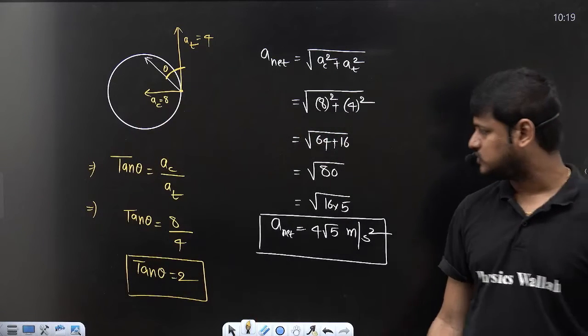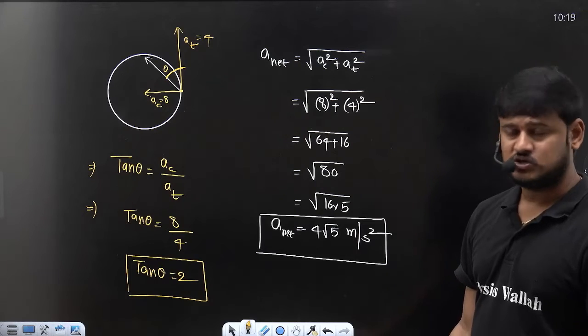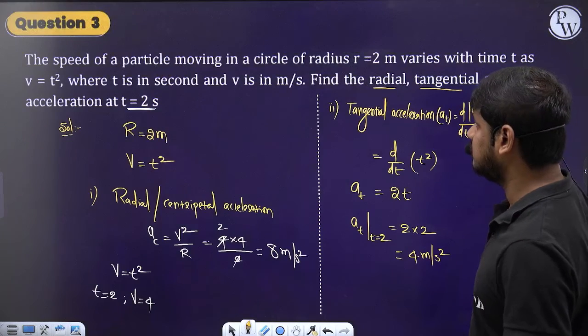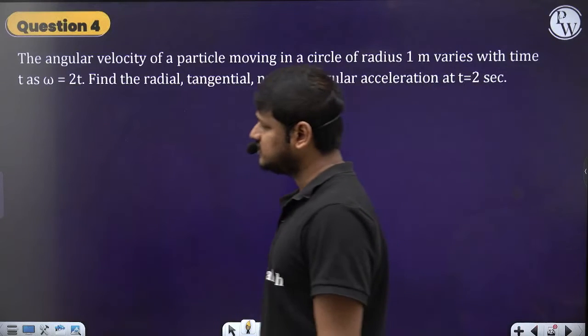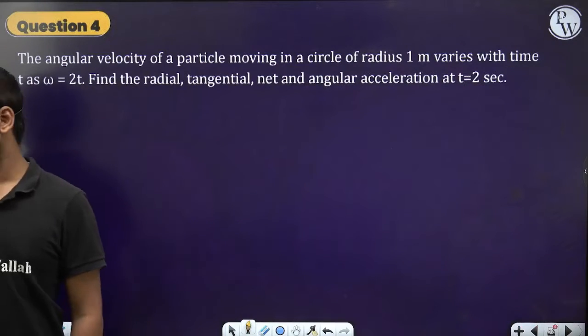Clear? Understood guys this part? Chalo. So let's move further. This one done, the question number 3. So let's go for the next question. Try this question, guys.